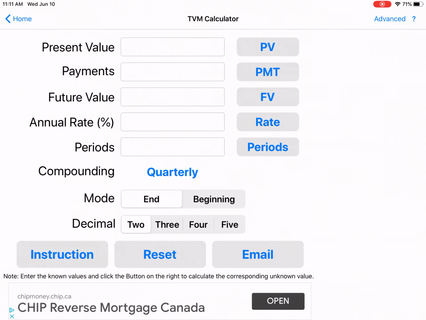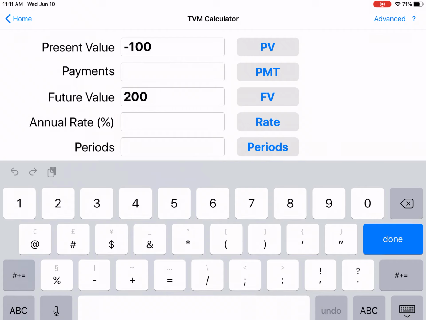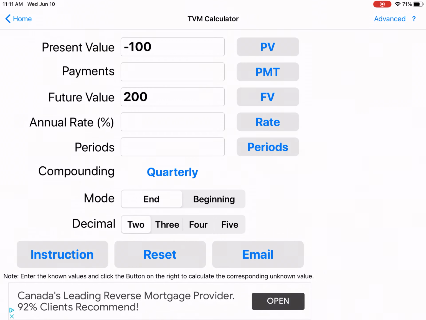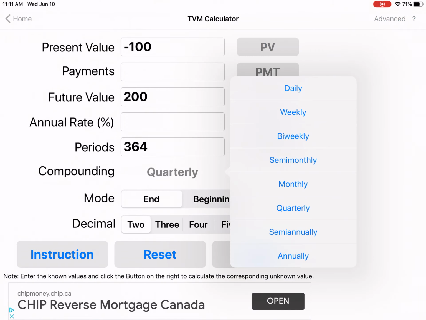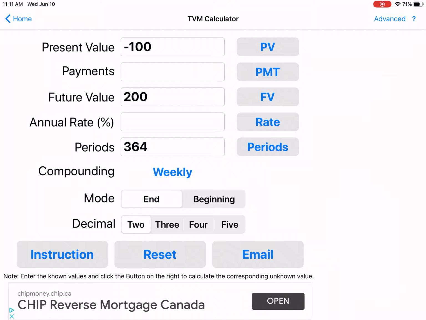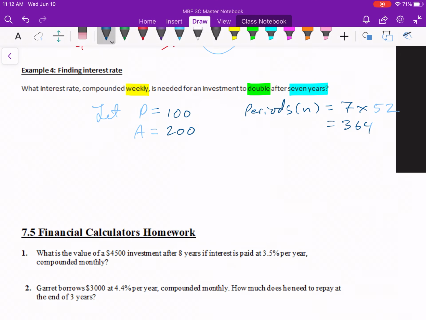Hit reset. Present value I said I was going to make 100. Future value then is double that, 200. Annual rate was what we're trying to find. Number of periods I got was 364. The compounding was weekly, okay, and I want to find the rate, 9.91. That's my answer as a percent.